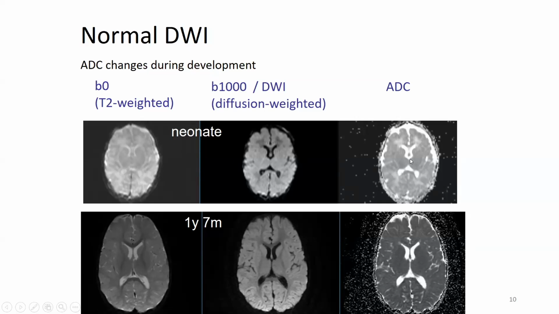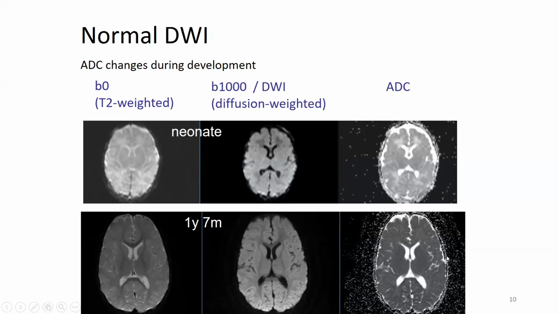Of course, in the CSF, it's approximately the same. I mean, this is just fluid, and it doesn't matter whether it's fluid in a baby or in an older child. But you see in the white matter, but also in the gray matter, the ADC is much higher, because the brain is so fluid-like that the molecules can move around easily, so the ADC is higher in a normal neonatal brain than in a normal adult or older child.